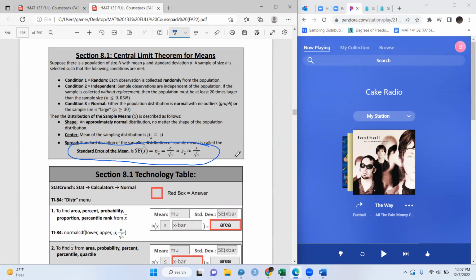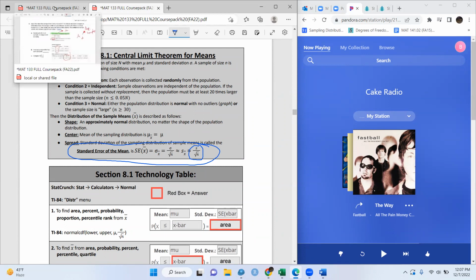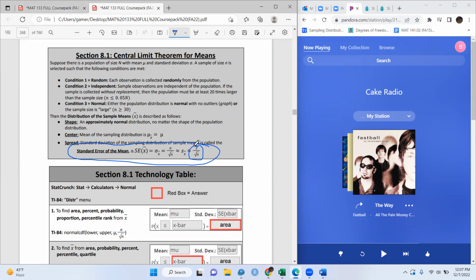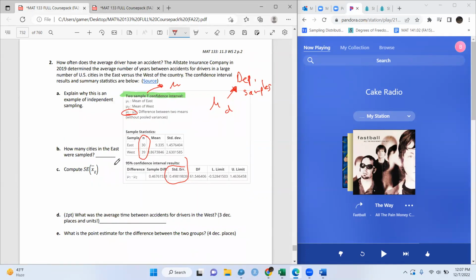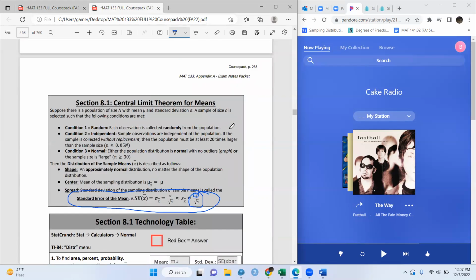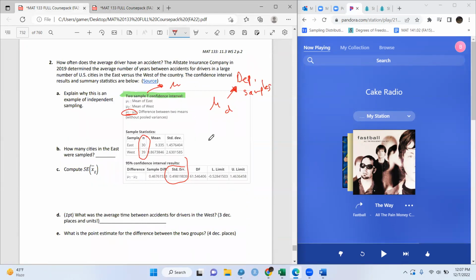Here's the standard error formula for a mean. It's the sample standard deviation divided by the square root of n. So it's S divided by the square root of n, the standard deviation of the sample divided by the square root of the sample size. That would be page 268. So we would take our east standard deviation and divide it by the square root of 30. That's it.